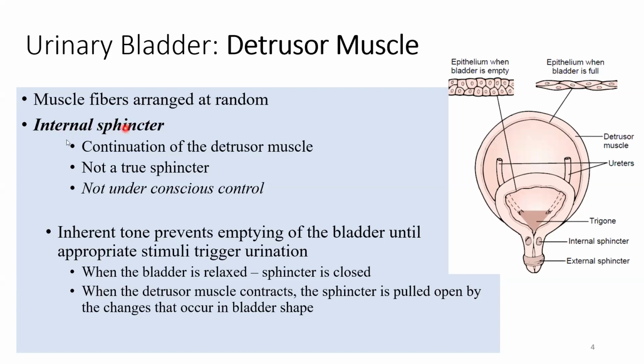So let's now talk about the internal sphincter. We mentioned that it's a continuation of the detrusor. It's not a true sphincter, which basically means that it is just a folding of the inner lining of the bladder, and it's not a specifically separate tissue. It's just the folding of the epithelium.